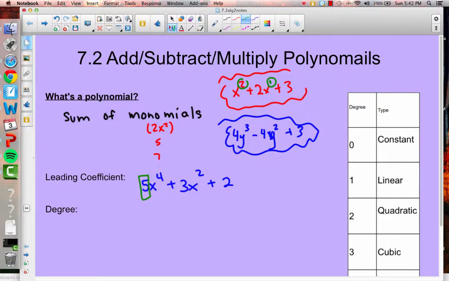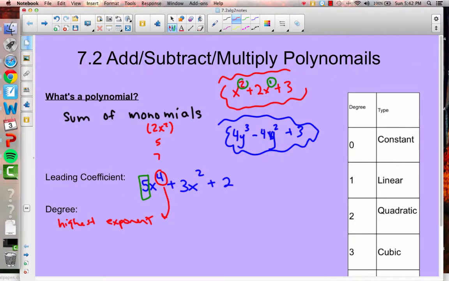All right, and it is going to be very helpful in the future for this chapter that you always write it in the order that is highest to lowest, even if it isn't to start, because later that's going to be useful when we get into synthetic division and long division. All right, and then the degree is whatever the highest exponent is. So leading coefficient and degree go together. Okay, so degree is the highest exponent, and that in this case would be the 4. Alright, so the degree is 4 and the leading coefficient is 5.